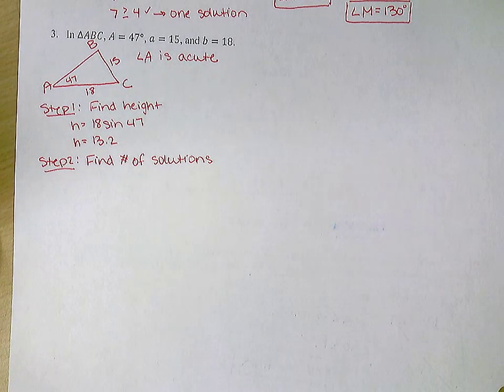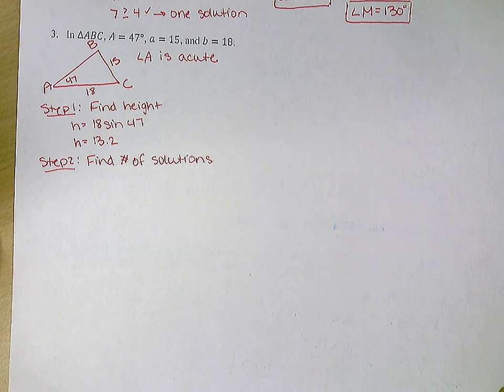All right, so you should have drawn your picture. Angle A is acute, less than 90 degrees. Then step 1 is to find the height. Your height formula was given on the front. It's B times the sine of angle A. So you have 18 times the sine of 47. You end up with 13.2 as the height.